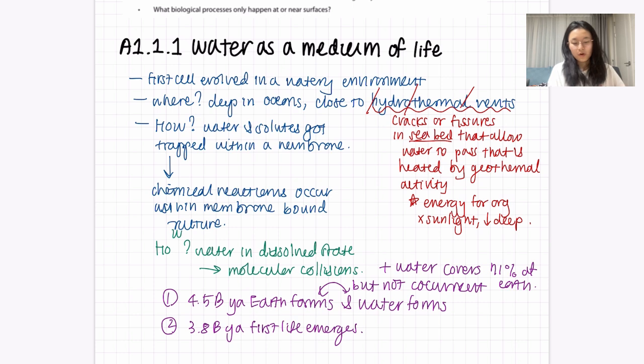Now, the first thing that we have to know under the unit water as a medium of life is that the first cell had evolved in a very watery environment, but more specifically, it had evolved deep in oceans and very close to hydrothermal vents. Hydrothermal vents are cracks or fissures in the seabed that allow water to pass as it is heated by geothermal activity. The reason why hydrothermal vents are so important is because they are deep near the seabed, so generally the sea is very deep, and therefore there's very minimal sunlight in these regions, and organisms cannot obtain a lot of energy via sunlight. So this is a great source of energy for these organisms.